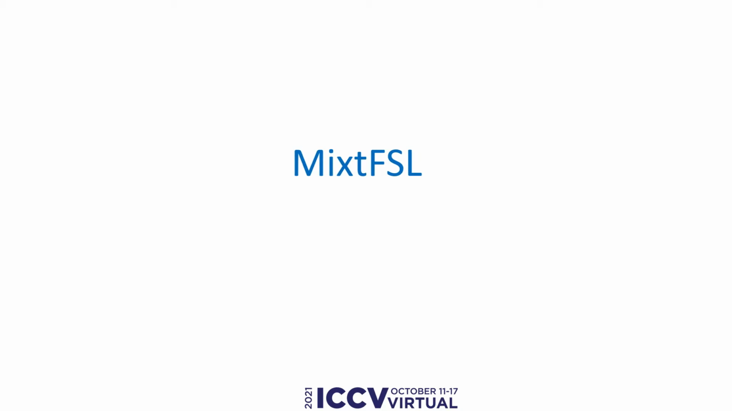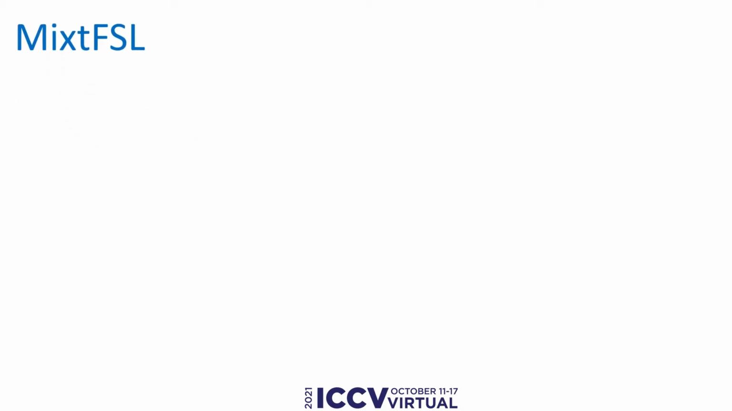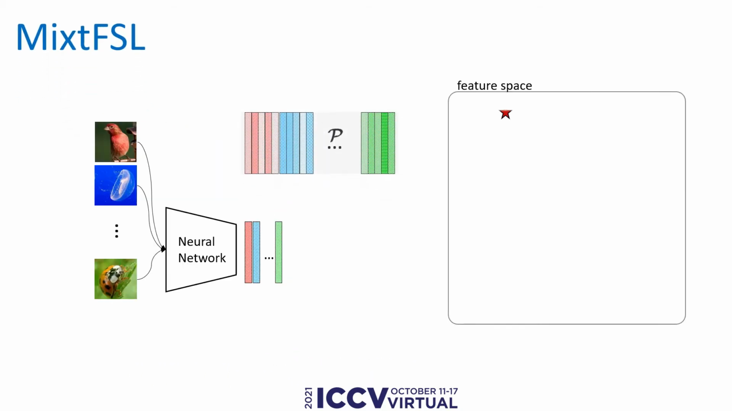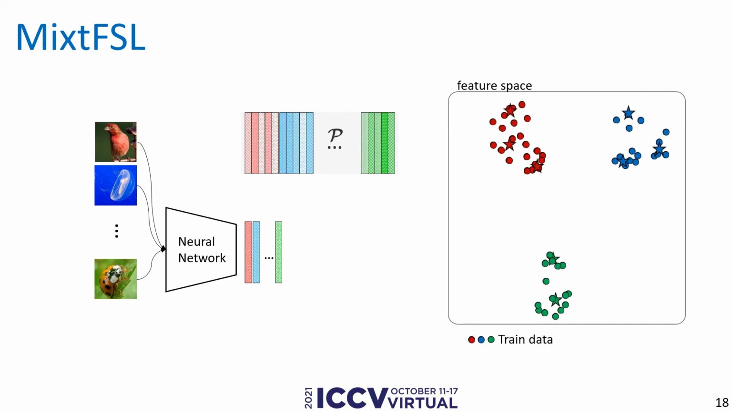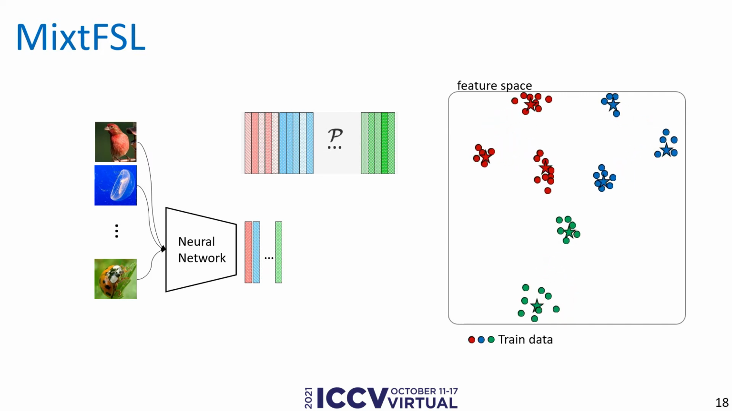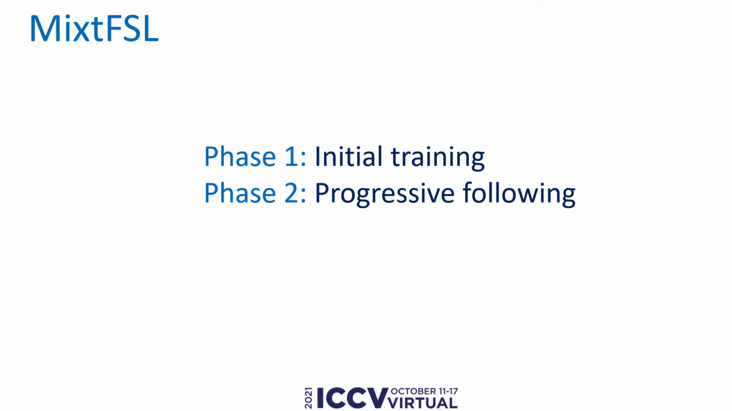In this work, instead of reserving a single learnable component per class, we reserve a codebook P containing multiple learnable components per class. Here, the overall goal is representation learning both between and within classes. Our MixtFSL consists of two training phases, initial training and progressive following. Let's start with the initial training stage.